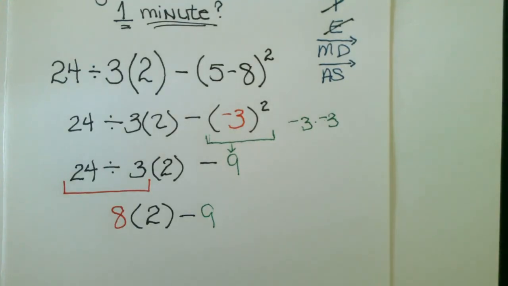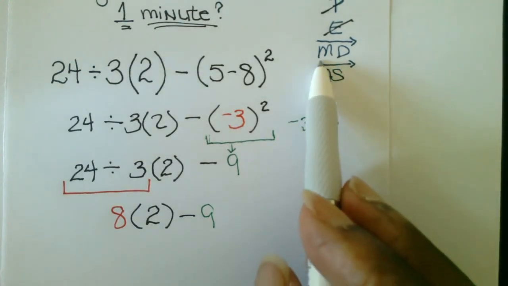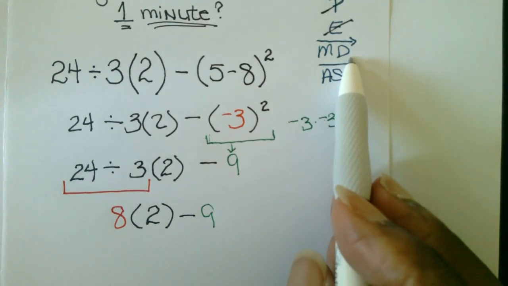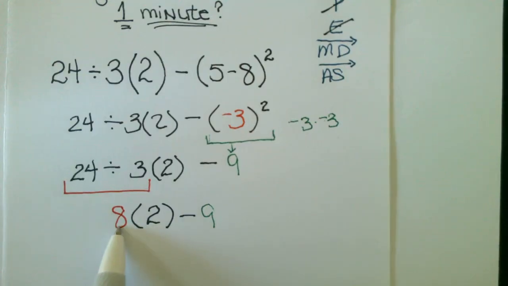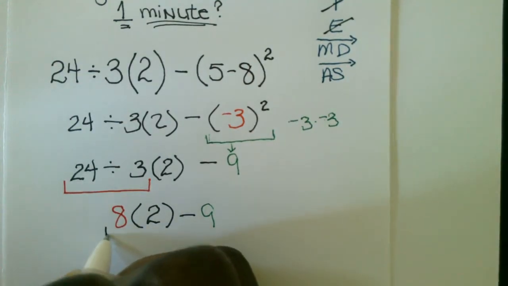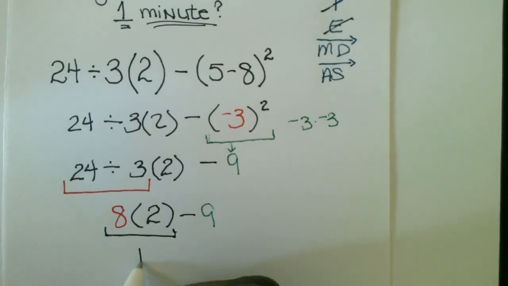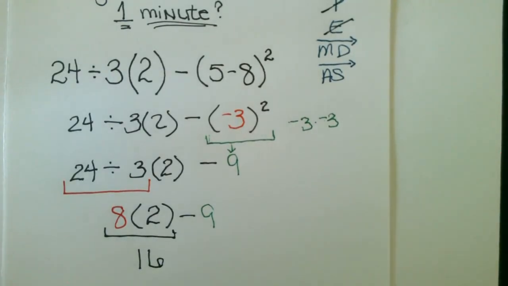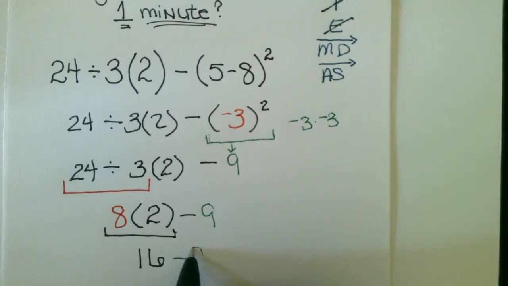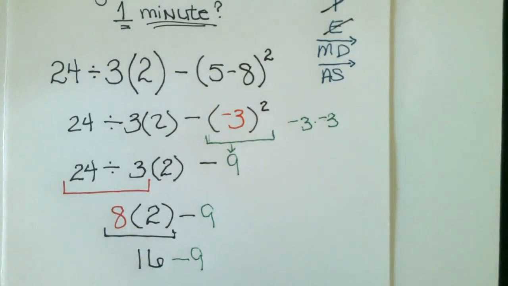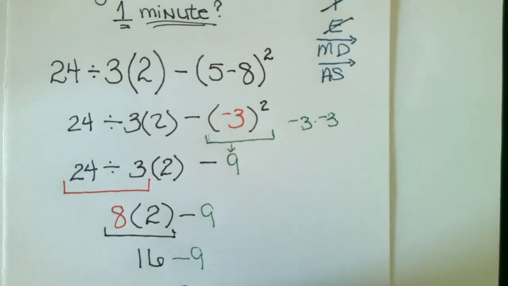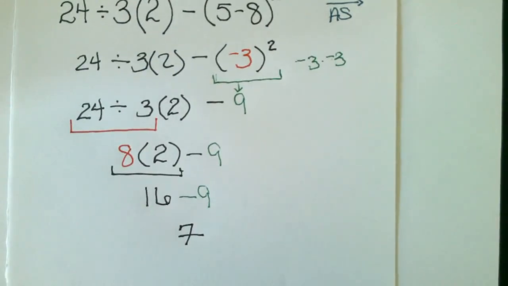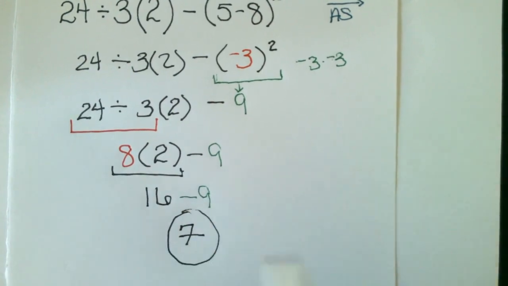Okay, so it looks like we're still in the whole premise of multiplying or dividing from left to right. So now we got 8 times 2, so we're taking care of that multiplication, which gives us 16. Then we bring down the minus 9. Okay, so then we have our 16 minus 9, that gives us 7. Okay, so our answer here will be 7.